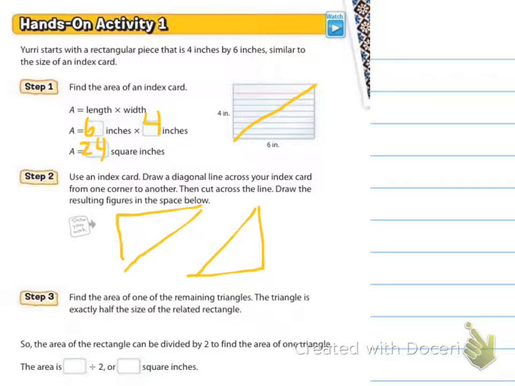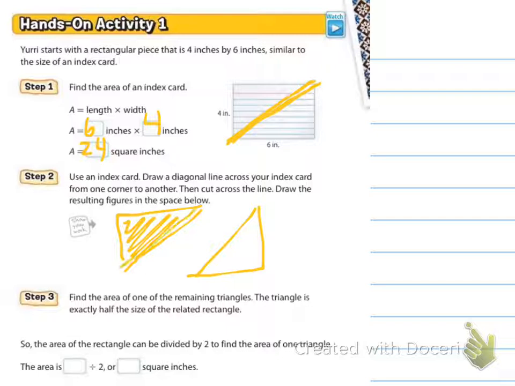Okay? It says find the area of one of the remaining triangles. So if we want to find out what the area is of one of the remaining triangles, what do you think we need to do? We took this index card and we basically cut it in half. We didn't basically, we actually did. We cut it in half.